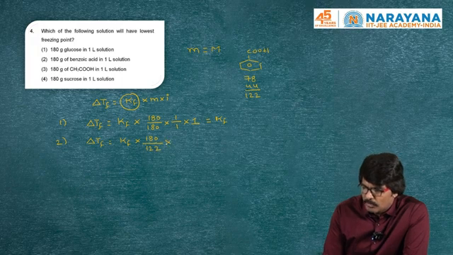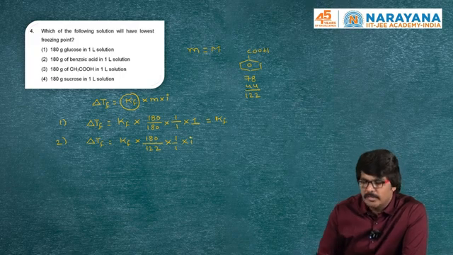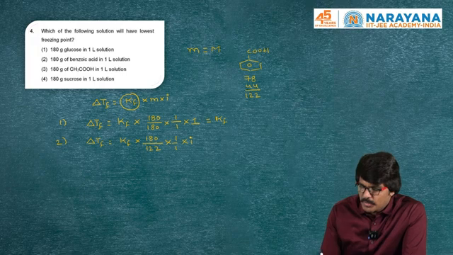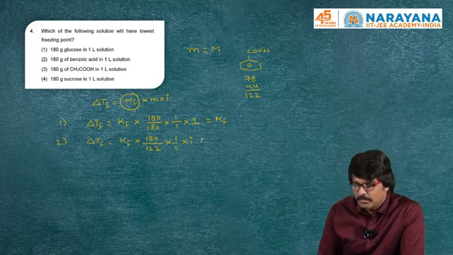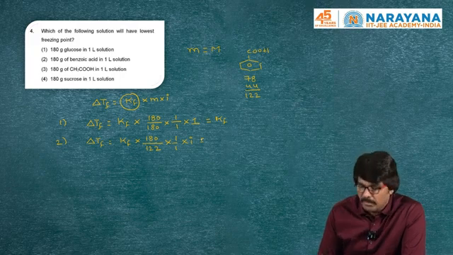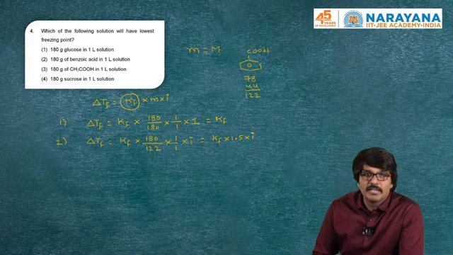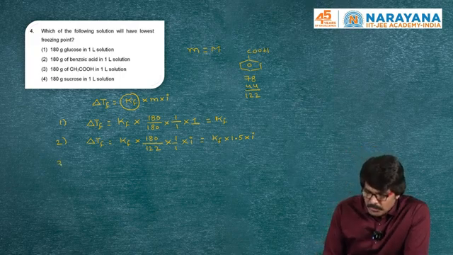Molecular mass 122, and volume of the solution is 1, and Van 't Hoff factor is not given, but it is actually a dissociating solute. So let us take it as 180 by 122, approximately around 1.5. Therefore, I will write it as Kf into 1.5 into i. Let it be i. We'll compare the values. And the third option says 180 grams of acetic acid.